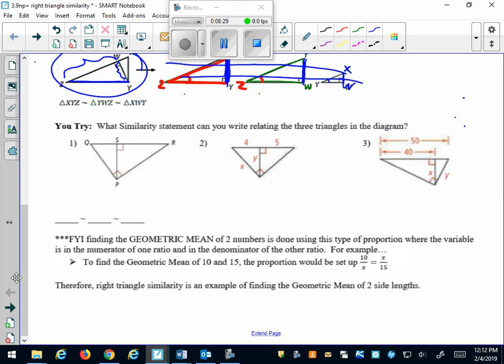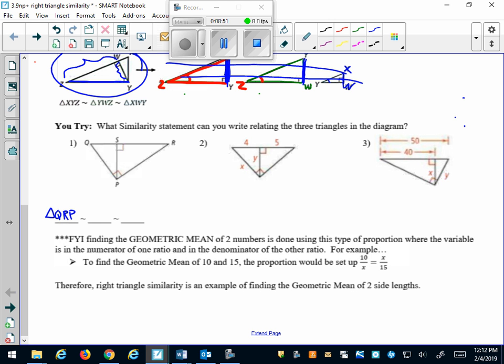When we have a missing side, so this is asking what similarity statement can you write relating the three triangles in the diagram. Okay, so let me start with the largest triangle, and I'm going to call it QRP.